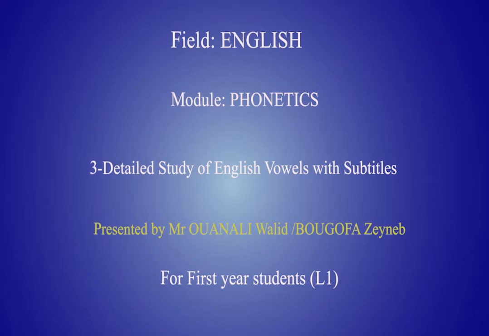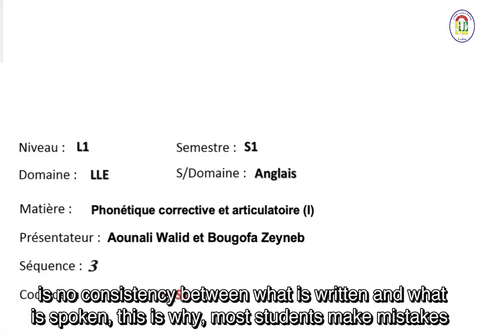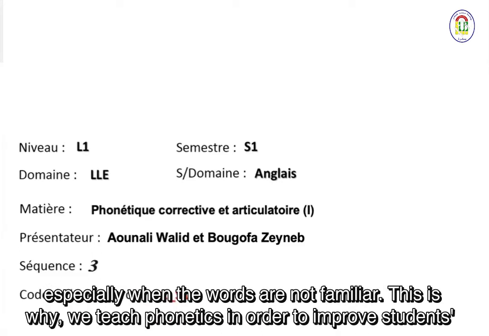The main goal of teaching English phonetics and phonology is to improve students' pronunciation. As you know, English pronunciation is difficult because there is no consistency between what is written and what is spoken. This is why most students make mistakes when they speak English. Sometimes they pronounce words like when they are spoken in French, especially when the words are not familiar.